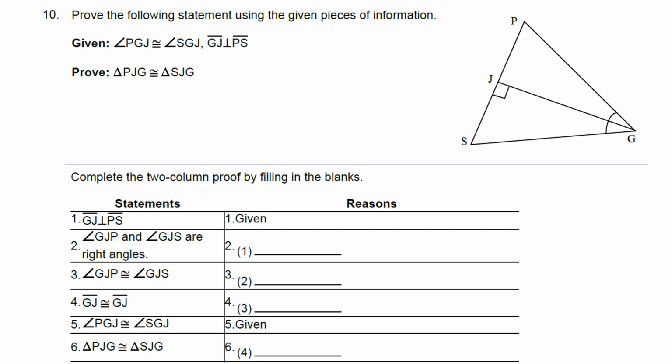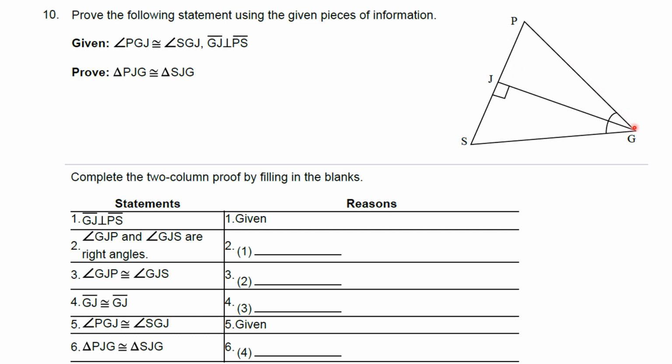Next we're looking at a little proof. This one is somewhat similar to one that we did in class. It says, prove the following statement using the given pieces of information. You're given this figure on the right here. It looks like a big isosceles triangle. The angle PGJ is congruent to the angle SGJ.